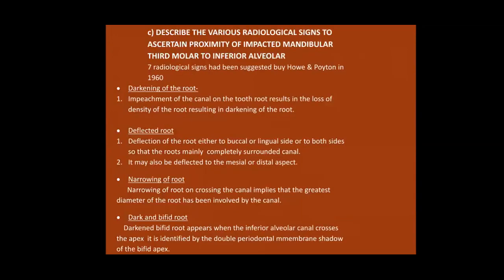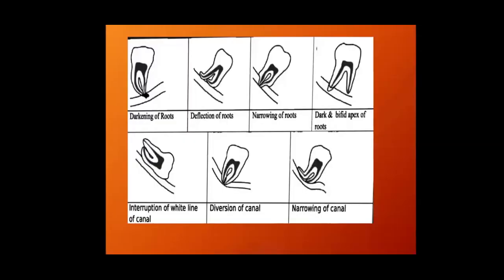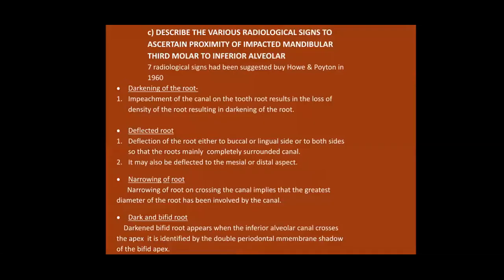Third question. Describe the various radiological signs to ascertain the proximity of impacted mandibular third molar to the inferior alveolar nerve. Now, the 7 radiological signs had been suggested by Howe and Poyton in 1960, which are darkening of roots, deflection of roots, narrowing of roots, dark and bifid apex of roots, interruption of white line of canal, diversion of canal, narrowing of canal.